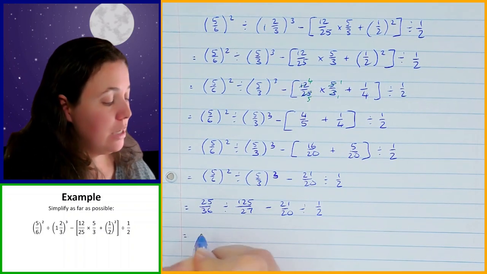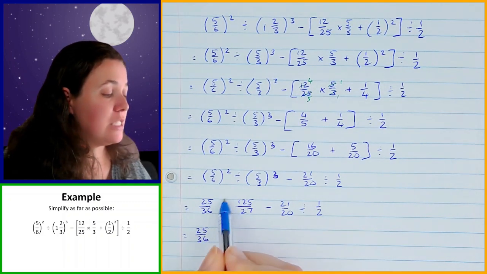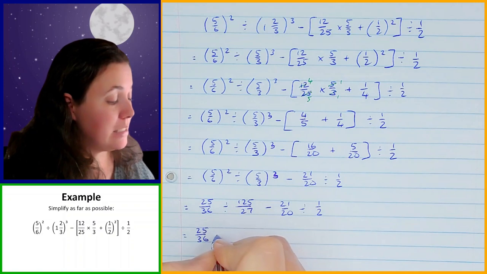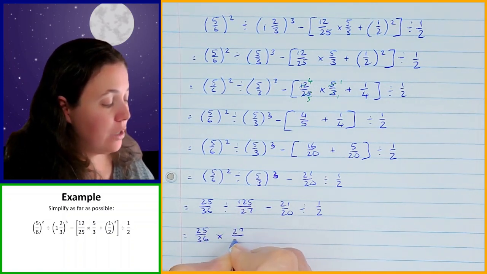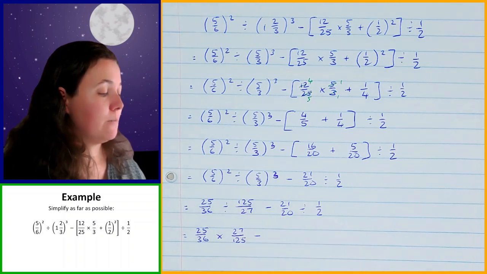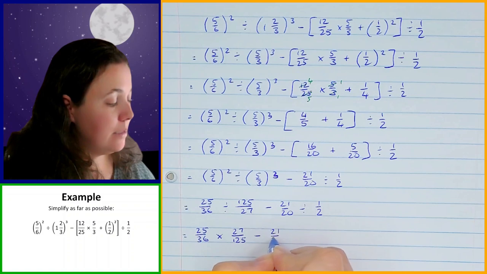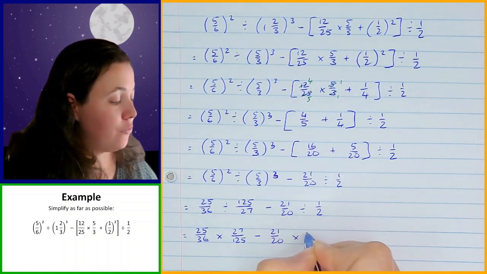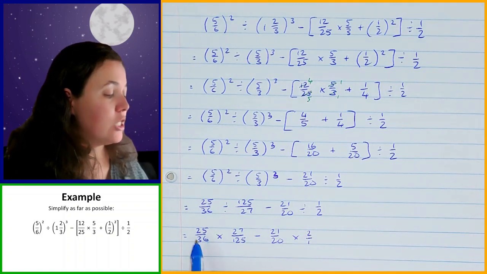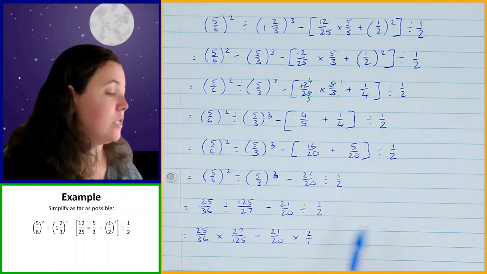So I'm going to take the 25 over 36, and I'm going to change this divide sign to a times sign, and flip this over. Tip it, and it becomes 27 over 125 minus. Then here I also have division, so I'm going to take the 21 over 20, that stays the same, but here I'm going to change this to times and tip that over. It becomes 2 over 1. So now I've got 25 over 36 times 27 over 125 minus 21 over 20 times 2 over 1.